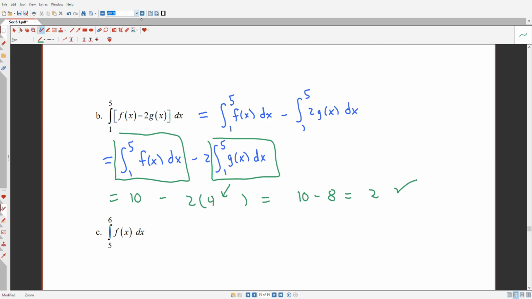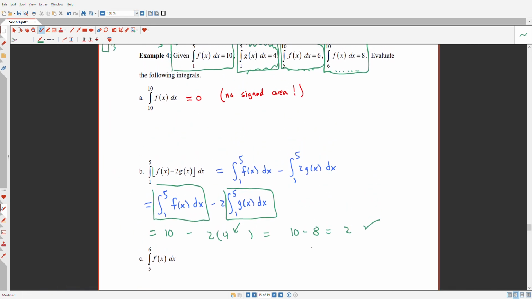All right, let me zoom out here so I don't have to keep scrolling up and down. Let's see if that's enough. That might be enough. Okay, so for part C, now they said, hey, what's the definite integral from 5 to 6 of f of x?